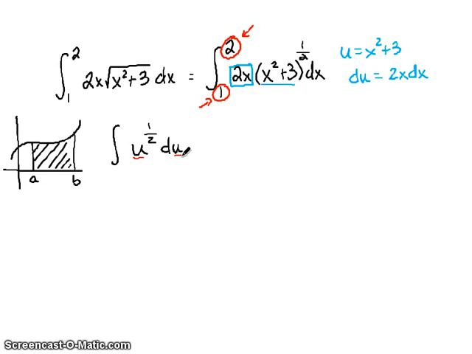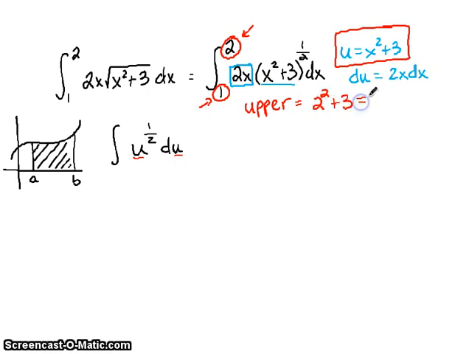The trick to changing those x values is this relationship here, where we have u and x related to each other. We can turn our upper limit of integration into a u value simply by taking that 2, plugging it into that relationship, and getting 7 for our upper limit of integration. Our lower limit, we do the same thing, and we get 4 for our lower limit of integration.